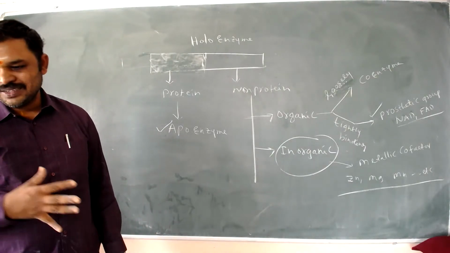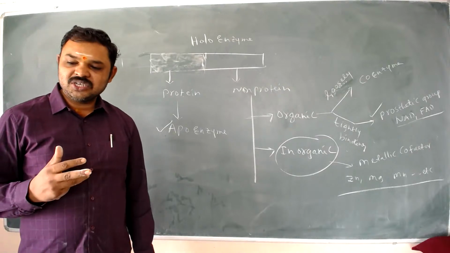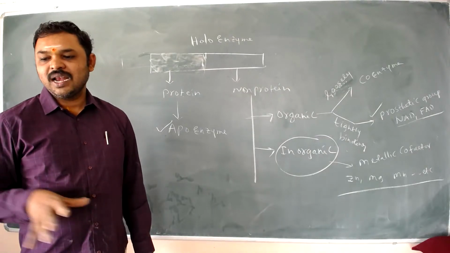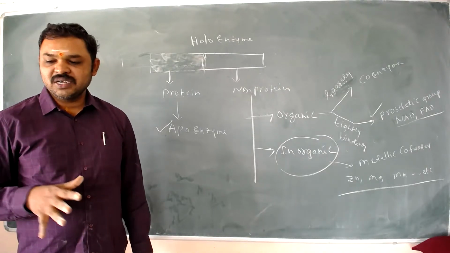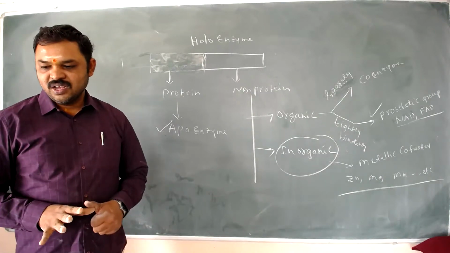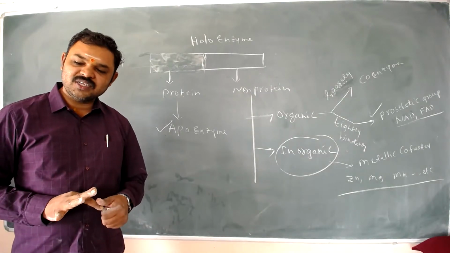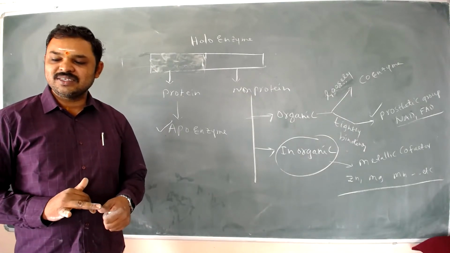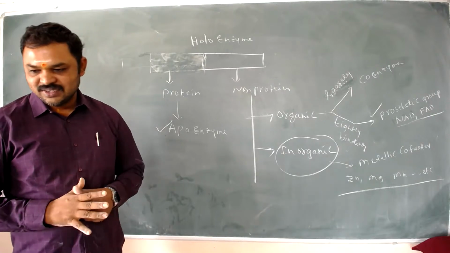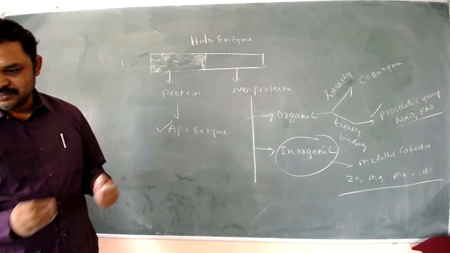And IUB classification. The International Union of Biochemistry classified the enzymes. How is it classified? Six classes: hydrolases, oxidoreductases, transferases, lyases, isomerases, ligases. Let us see that classification of enzymes.